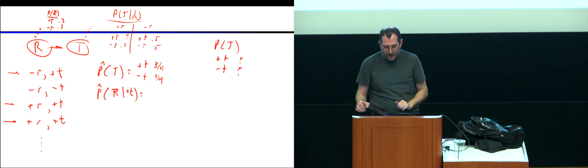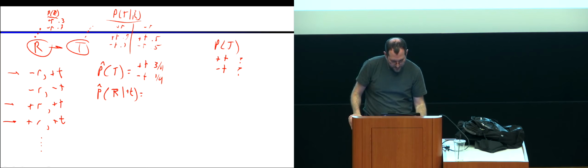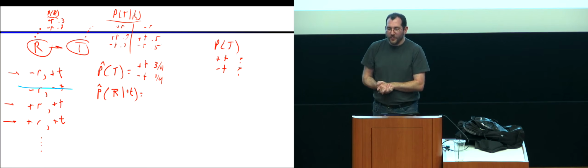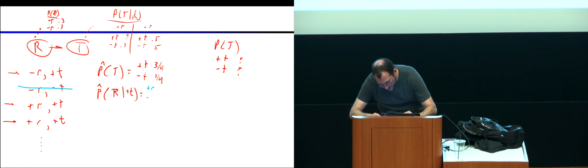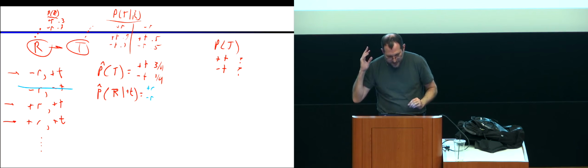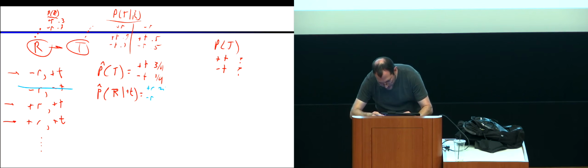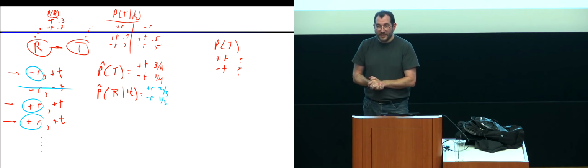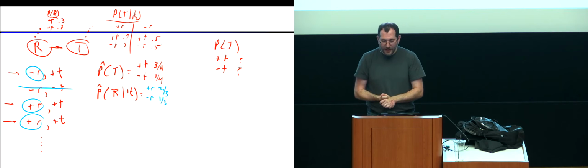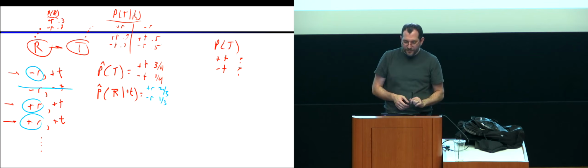Okay. So rejection sampling. Reject. Okay, now in the remaining samples, what do I get? Probability of plus R or minus R. Plus R is 2/3. And minus R is 1/3, because that's the proportion in the samples that survived the rejection process, meaning the samples that matched my evidence. Now, normally it doesn't work that well.